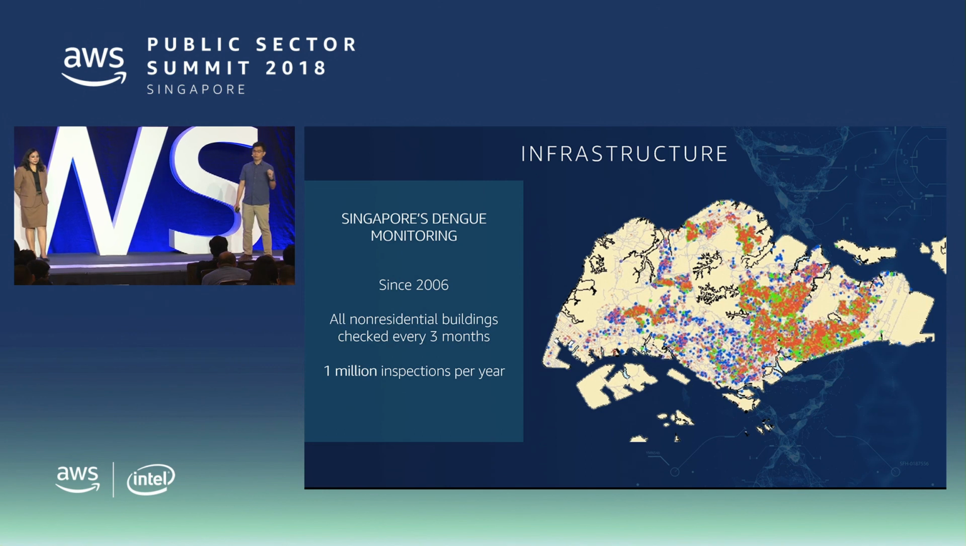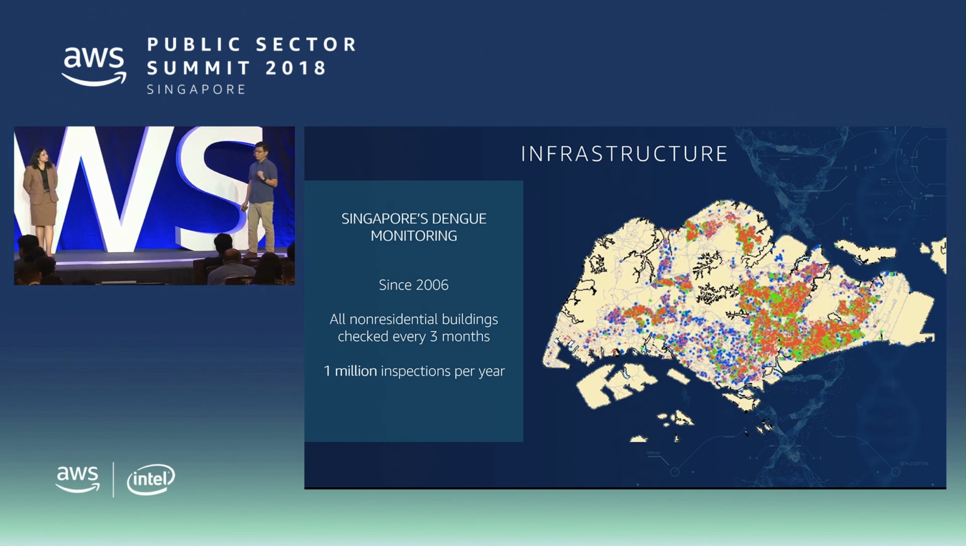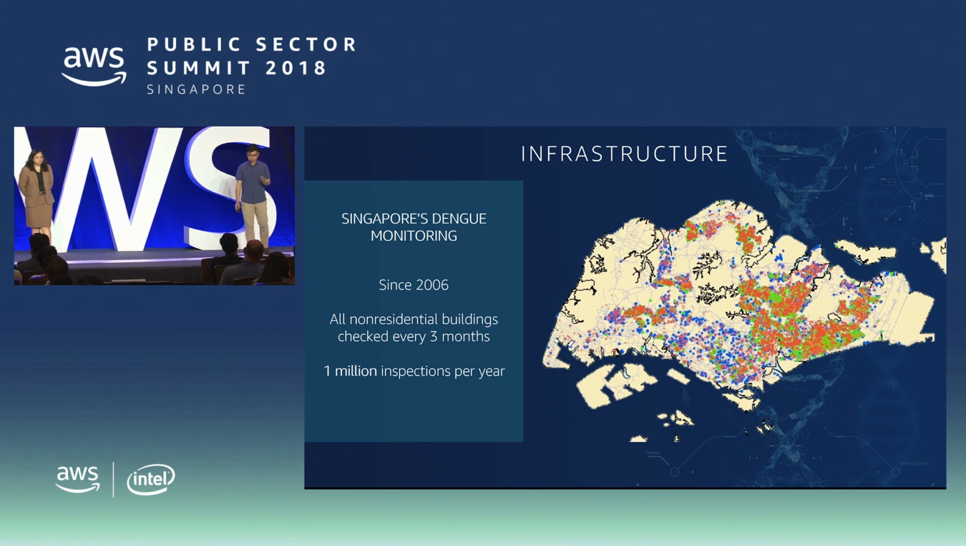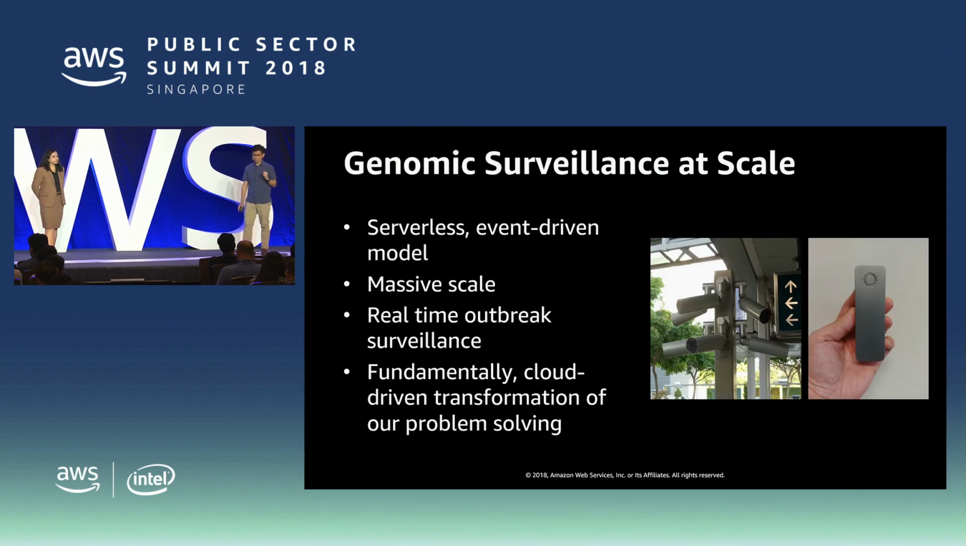What if, for every single one of those inspections, we find a way to piggyback genomics surveillance? Basically, we can use existing technology to get genomics information from each and every one of those inspections, and we cover that with cloud. What would that be like? Serverless, event-driven, massive scale. This will give us a data resolution that we have never had before, and we will be able to do really cool stuff like real-time outbreak monitoring.